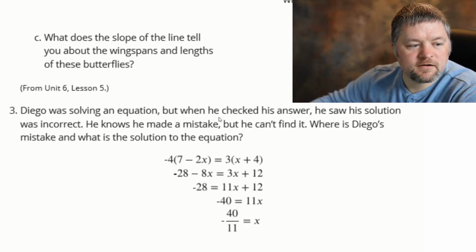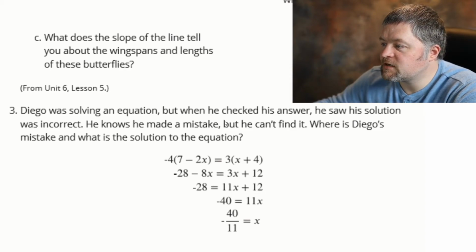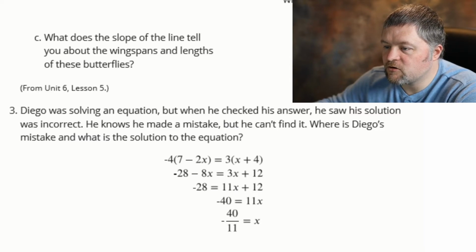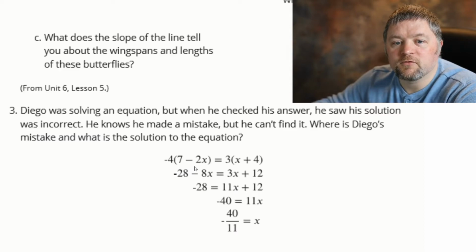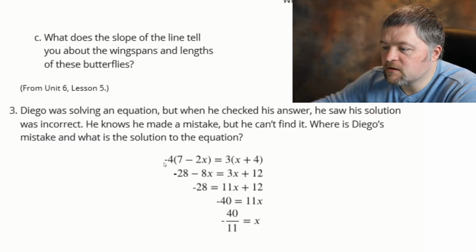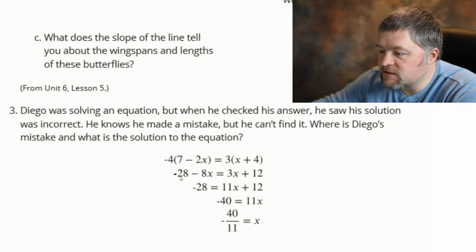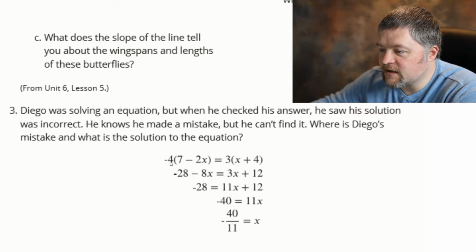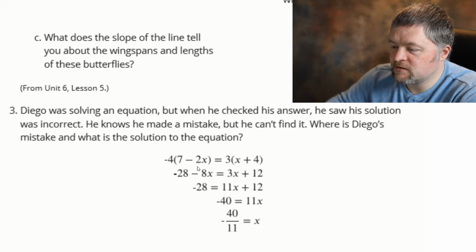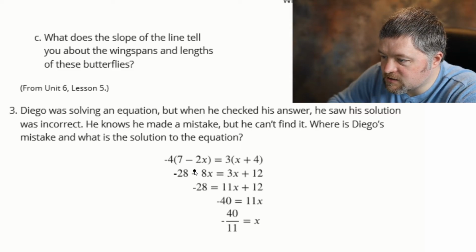Okay, our next question here. Diego was solving an equation, but when he checked his answer, he saw his solution was incorrect. He knows he made a mistake, but he can't find it. Where is Diego's mistake? And what is the solution to the equation? Let's look through Diego's steps. -4 times 7 is -28. -4 times -2x. Ooh, I think I found his mistake pretty quickly. A negative times a negative is a positive.